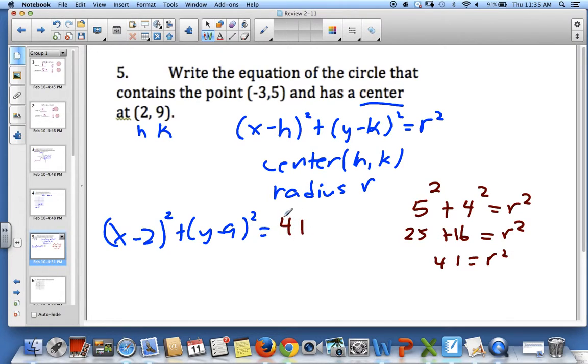41 equals r squared. They need r squared right here, so I write 41. Be careful. The radius is the square root of 41. But remember, the equation has r squared here, so that goes to be 41. So I can just stop right here. If they ask for the radius, I need to go one more step, but that's it.